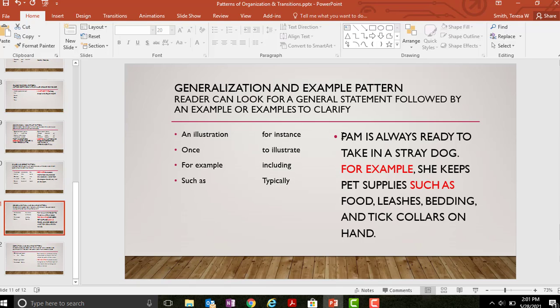So in our sample sentence, Pam is always ready to take in a stray dog. For example, she keeps pet supplies such as food, leashes, bedding, and tick collars on hand. Okay, so we've got a general statement. Pam is always ready to take in a dog, and here are some examples of things she keeps. So we've got some more keywords there.